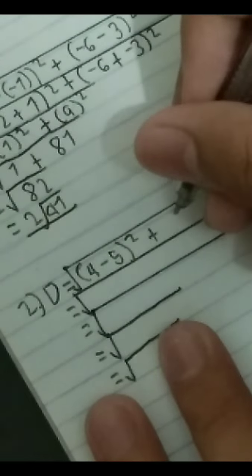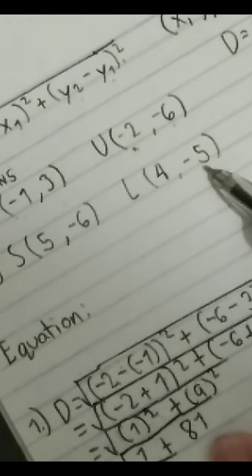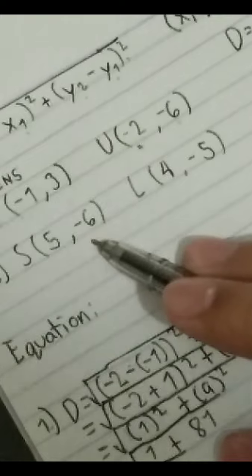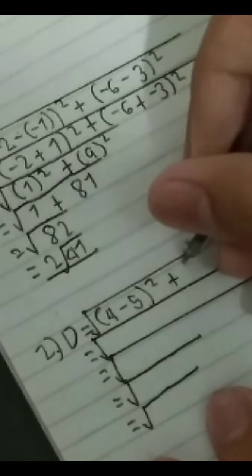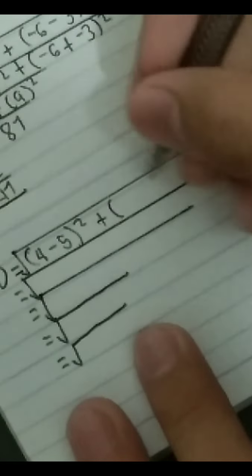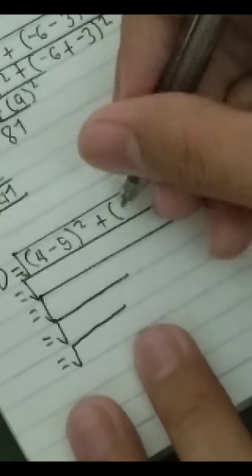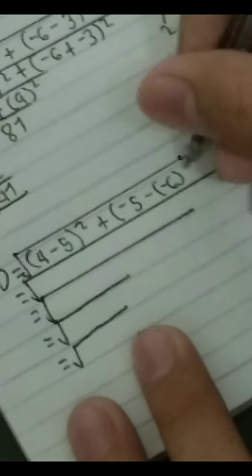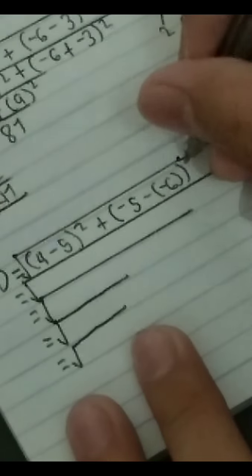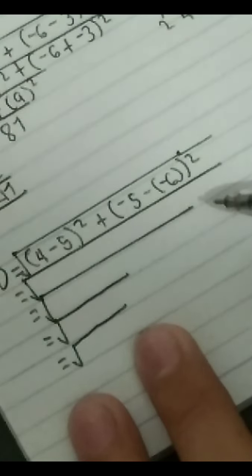So next, negative 5 is the y sub 2 and negative 6 is the y sub 1. So let's break them down. So quantity negative 5 minus negative 6, like that, then squared. So that is the given. So now we can answer it.